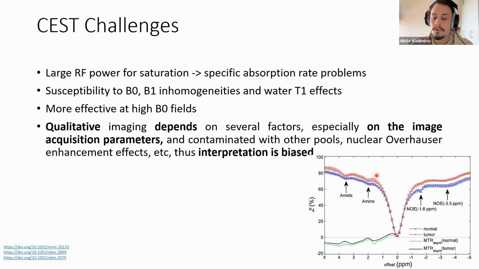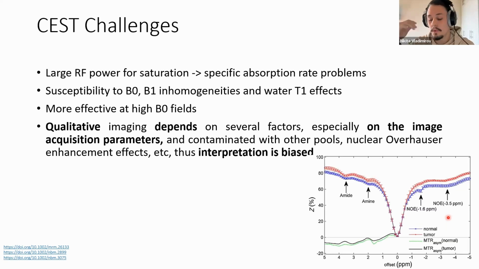Another problem is that all the examples I showed you are based on qualitative imaging, so just MTR asymmetry without quantification. But in reality, this data depends on several factors, for example, on image acquisition parameters like TR, flip angle, etc. And there is also contamination from other pools. Here you can see an example of a Z spectrum, and there is not only one pool, there is also amide, amine, and also NOE makes some effect on this asymmetry. It can be observed only on the right side, so it's hard to disentangle from them. And if we are using just qualitative analysis, our interpretation will be biased.